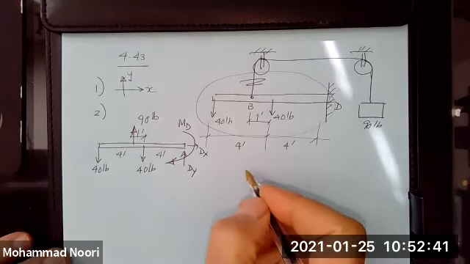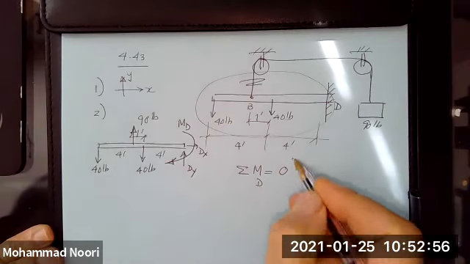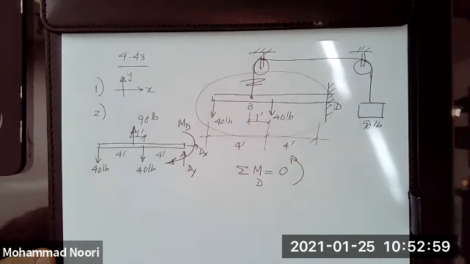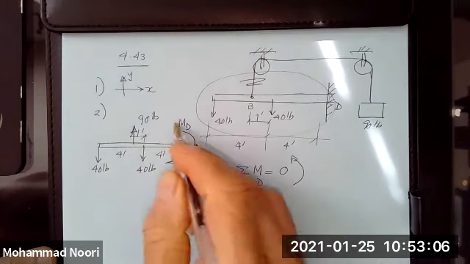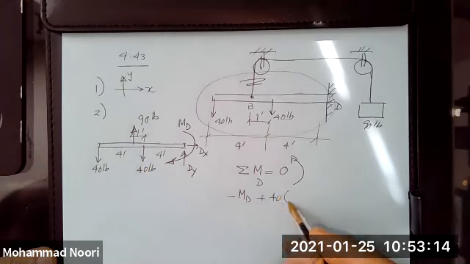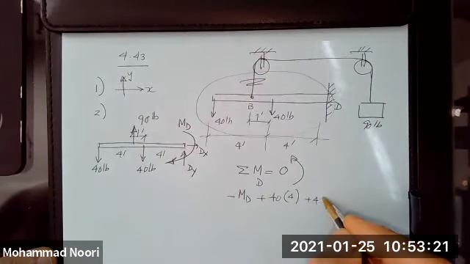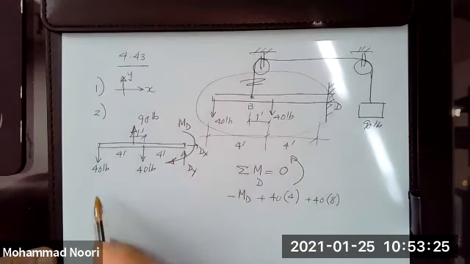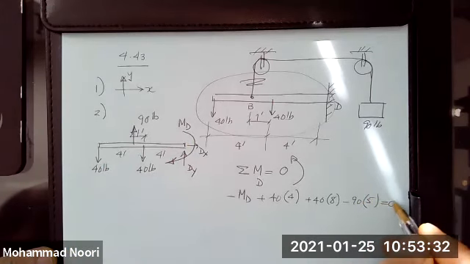If not, let's start with summation of moment equal to 0 at a point where two unknowns intersect and you can get rid of them. And the only possible location here is D. So let's take summation of moments equal to 0. So what do you have? You have an unknown moment in that direction, okay? And then you have moment of these forces. This generates a positive moment, 40 times this distance, 4. This generates a moment, also positive, 40 times 8. This force generates a negative moment of 90 times this distance, which is 5, equal to 0.